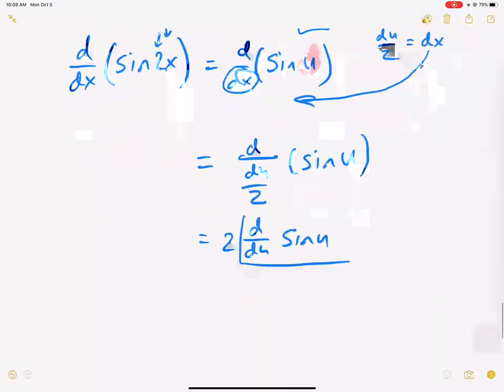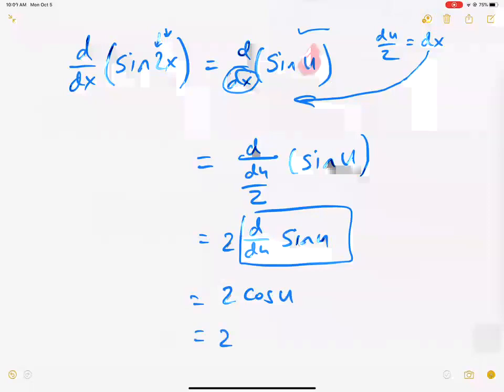Now we look at this part here. What is the derivative of sine of u with respect to u? This is just cosine of u. Now we have to plug back u again. We said u was 2x. And that is chain rule. Sounds like a lot of work, right?